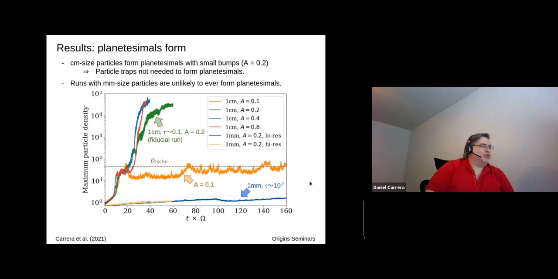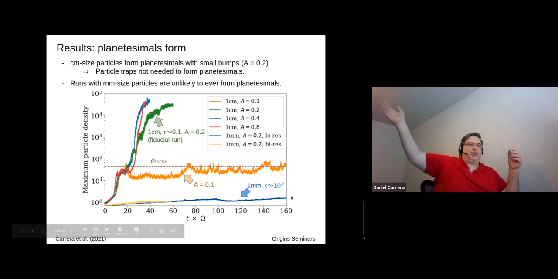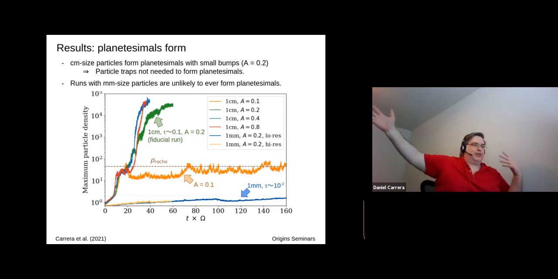The only bit of bad news here is for the runs with millimeter particles. I said that based on our disk model, the probably reasonable particle size is a centimeter, but of course, particle sizes are uncertain. So we also tested millimeter particles, and here we have the maximum particle density for millimeter particles. And you can see it doesn't get anywhere near the Roche density. If you take that line and extrapolate for thousands of years, it still doesn't get anywhere near the Roche density. So it's looking difficult for millimeter particles.